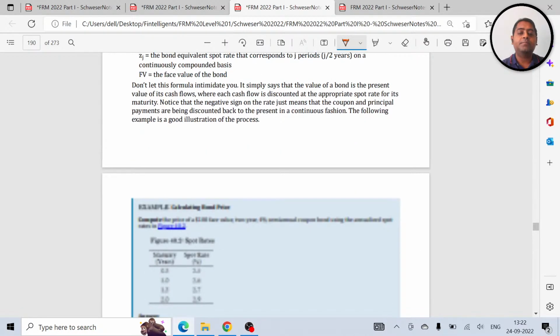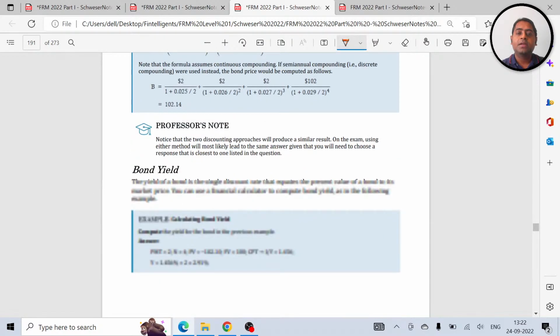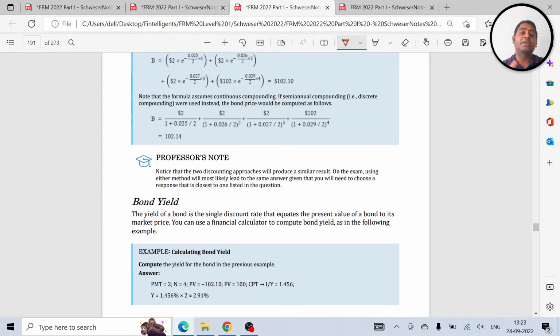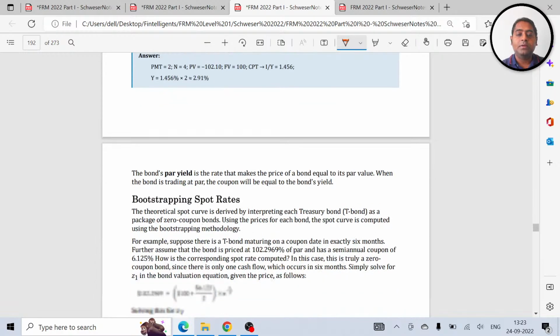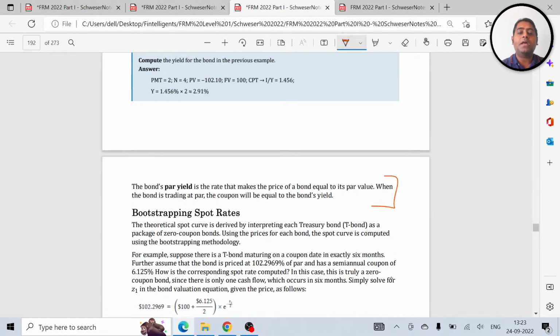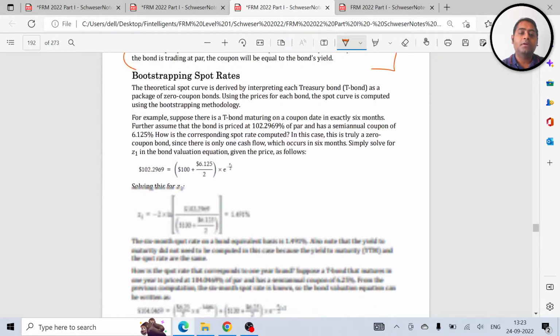Bond pricing is not tested directly. There are very, very few chances that they would give you a simple bond pricing question because everybody will be able to solve it. Okay, so I don't expect that to happen. Okay, the concept of par yield is slightly important.